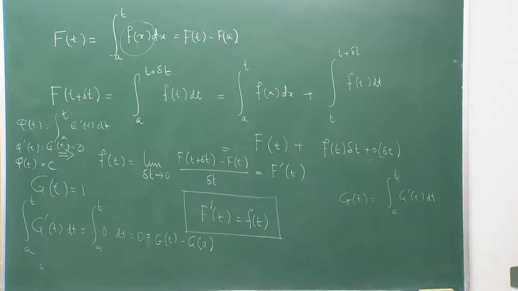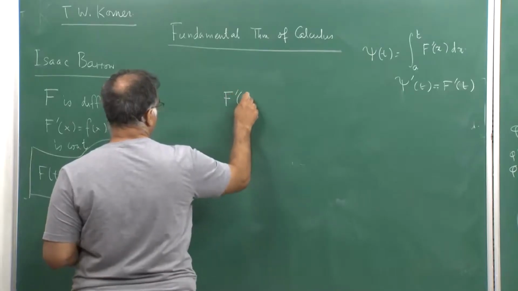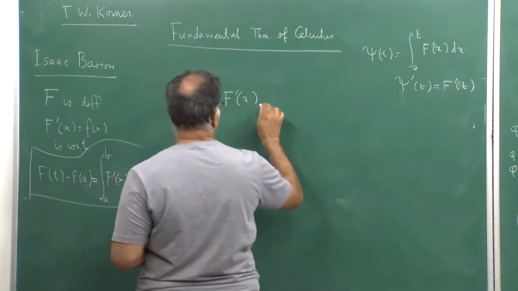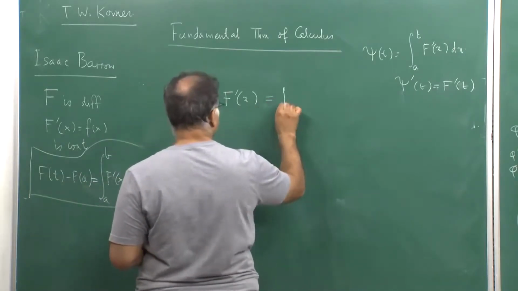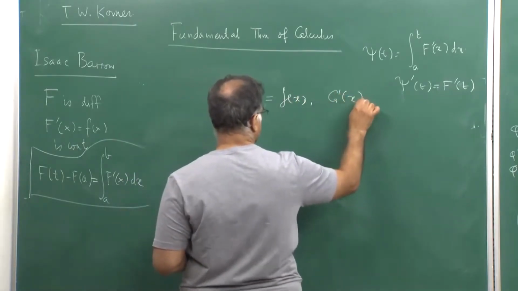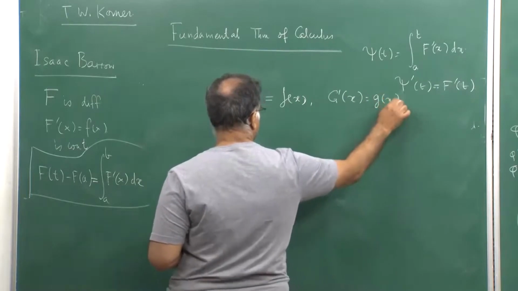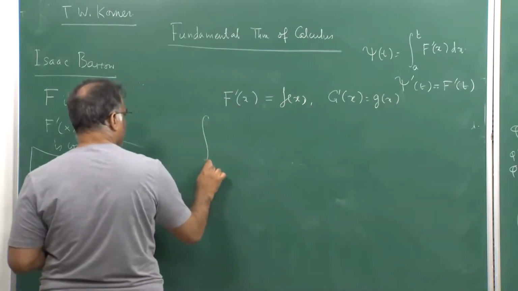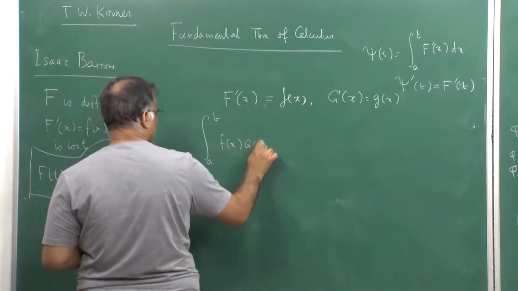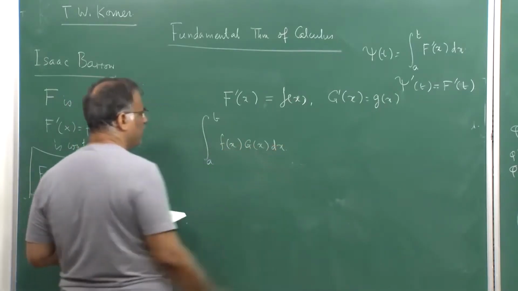So it comes out of a very simple calculus of product, the derivative of the products. Let capital F dash x equal to some small fx and capital G dash x equal to some small gx. Actually I want to find the integral from a to b of fx into gx dx. How do I do it?